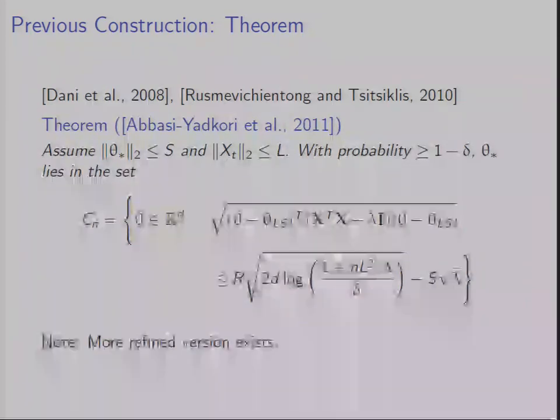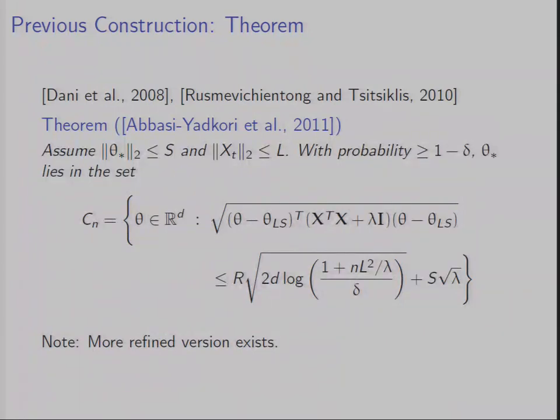So here the assumption is basically that there is an L2 bound on theta star, and you assume that your xt's are bounded as well, then this is basically the radius. It depends on the noise, so the bigger the noise, the bigger the radius, and so forth.